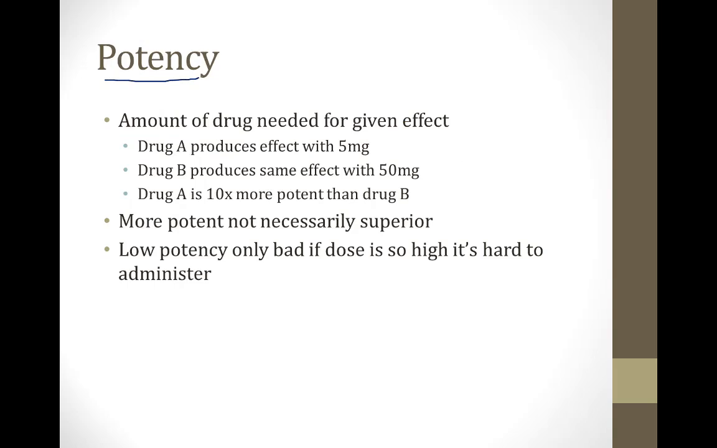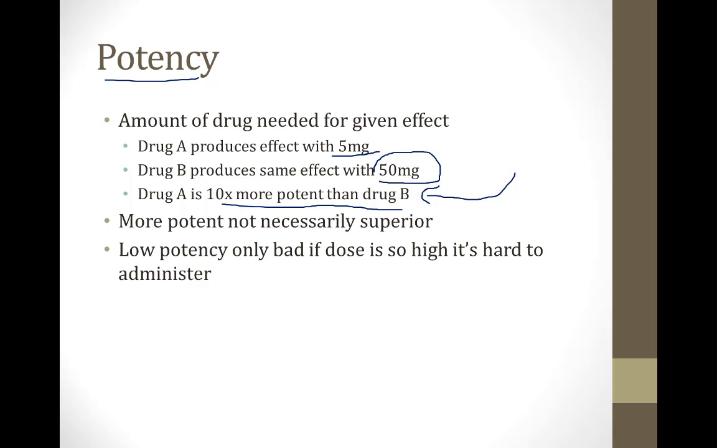So suppose, for example, that drug A produces a given effect with 5 milligrams, and drug B can produce the same effect, but you have to give 50 milligrams. We would then say that drug A is 10 times more potent than drug B. This is just an indication of the amount of milligrams of drug required to achieve a given effect.